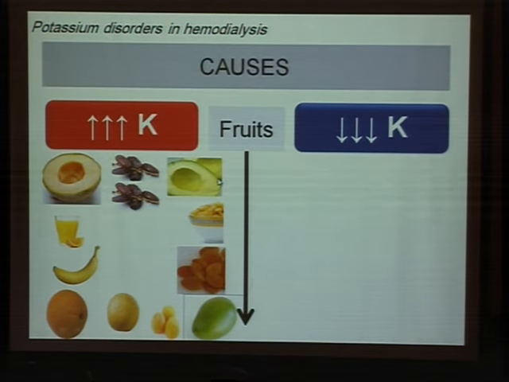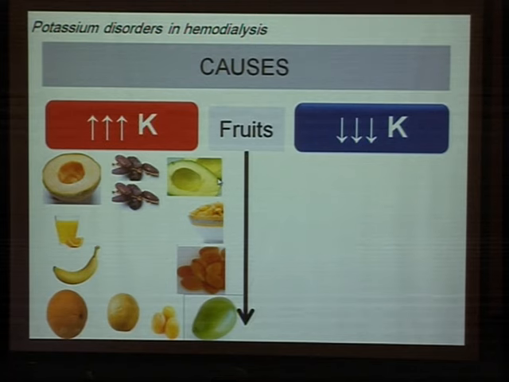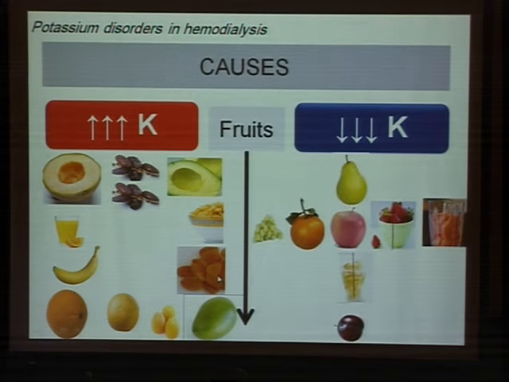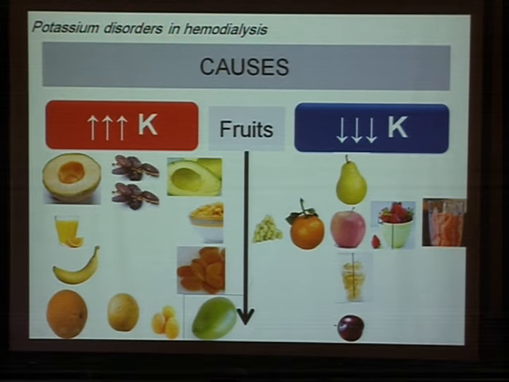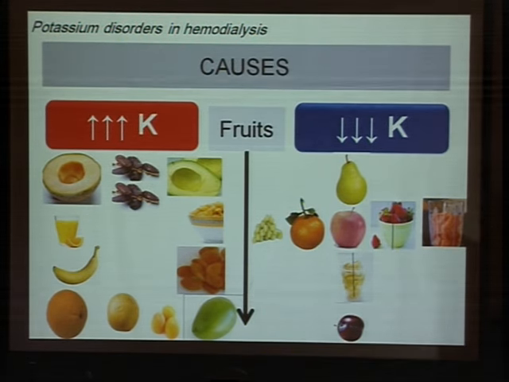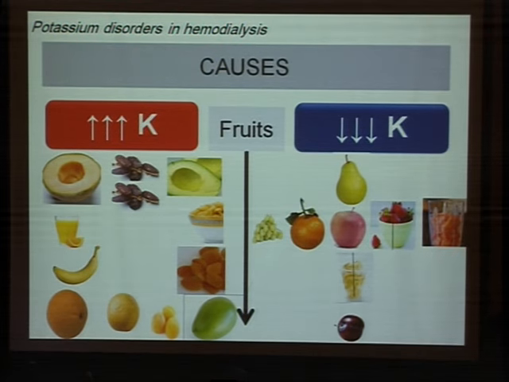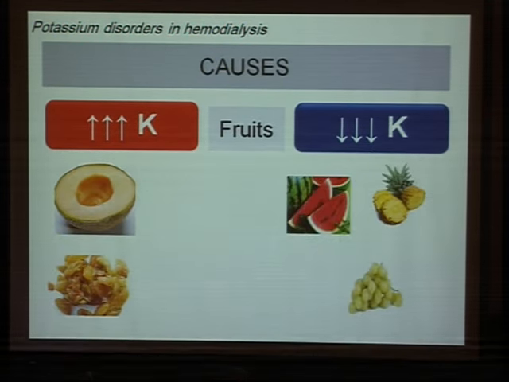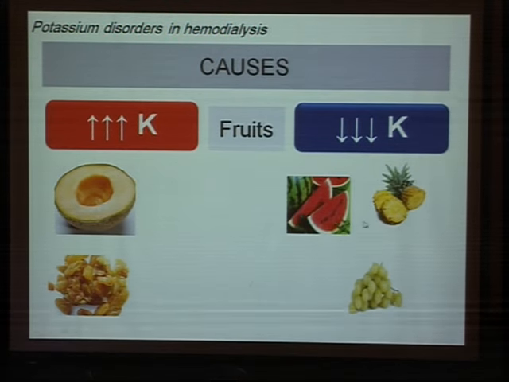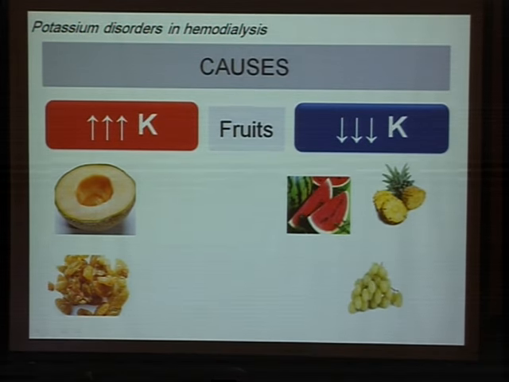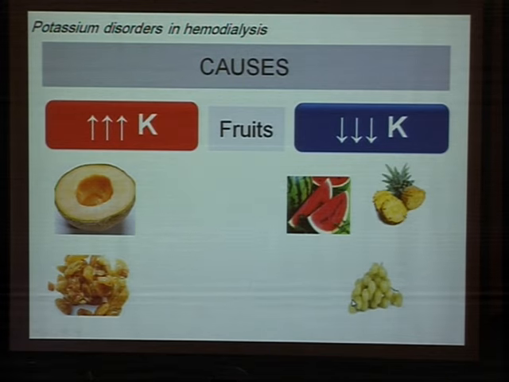Here are fruits that are high in potassium, and the potassium level gradually decreases here, and then we have fruits with low potassium. It is of course impossible to remember everything about food and potassium. We are not dietitians, but at least you might tell your patient that instead of taking cantaloupe, they might have watermelon or peanut. Instead of dried grapes or raisins, they might have fresh grapes.